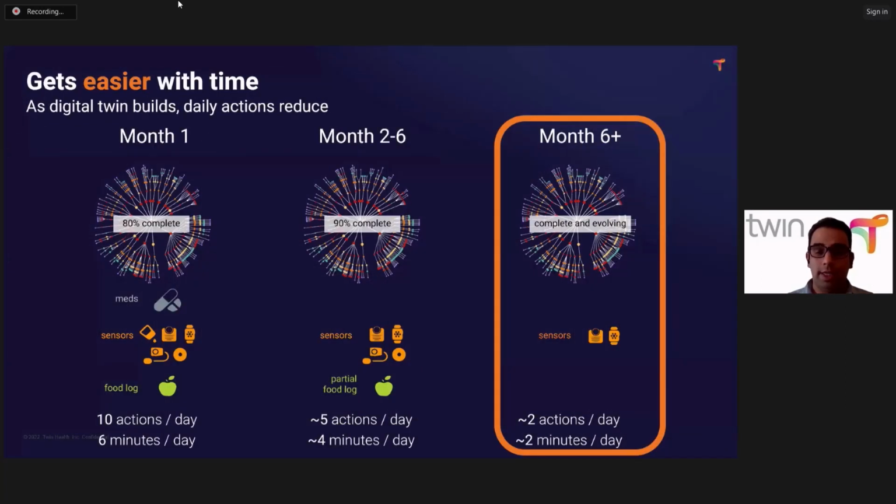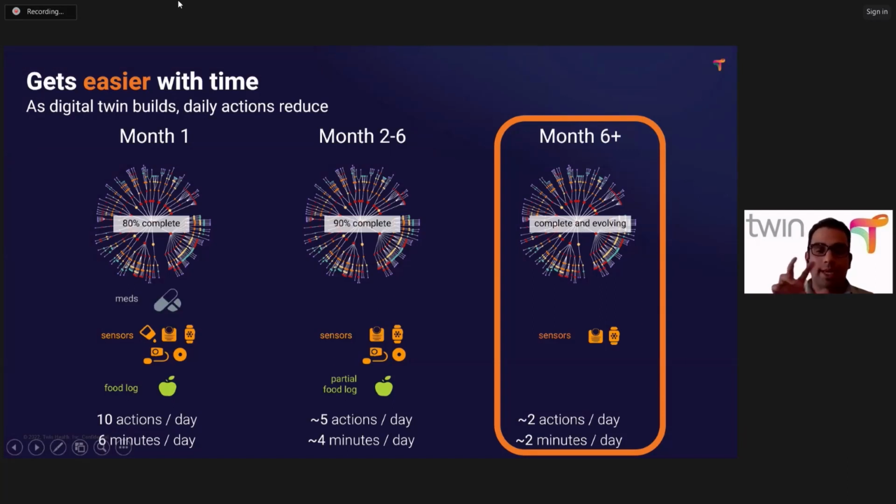So the whole body discipline becomes a complete replica for every patient by around 6 months. By around the first month it's around 80% complete, by 2 to 6 months, 90% complete. At 6 months, it's a complete replica. It's a twin of that person, which is really different from another person, right? And it doesn't stop there. It continues to evolve.